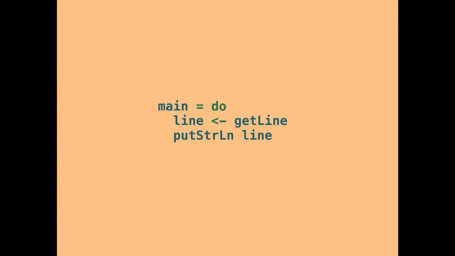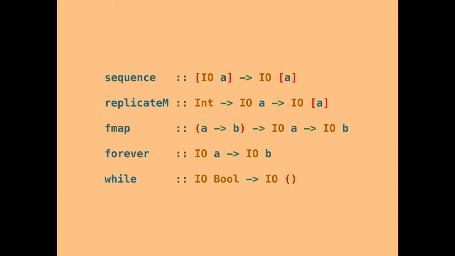In fact, Haskell comes with a number of combinators or functions that operate on IO values like this. So just to highlight the top one here, sequence takes a list of IO actions and returns an IO action of a list. The list will be all of the things that those IO actions returned. And here at the bottom, while is actually just a function. It takes an IO of a Boolean and it will keep doing it until it turns false.